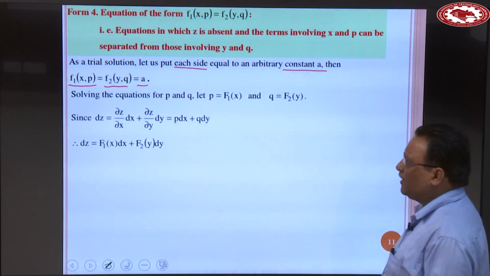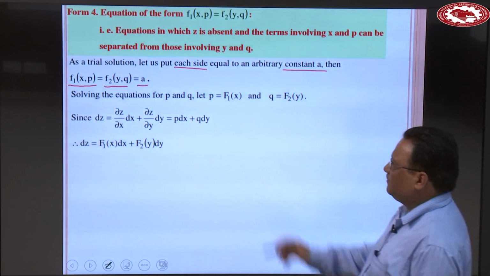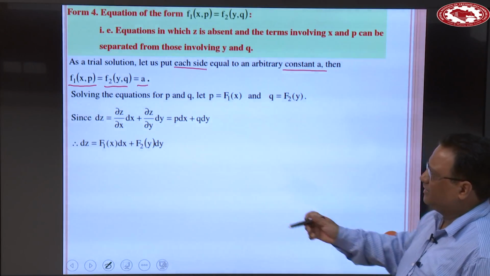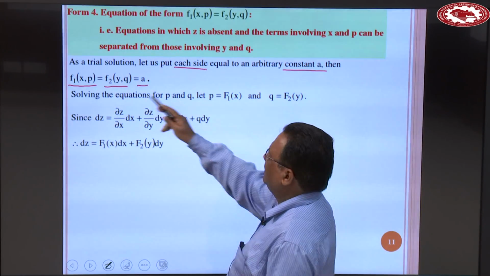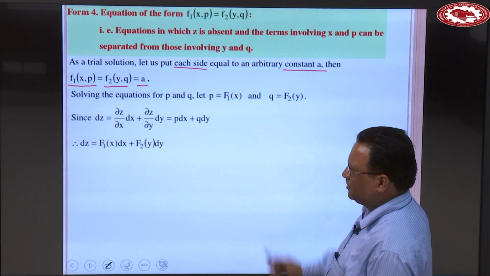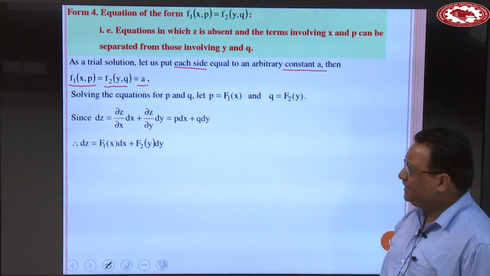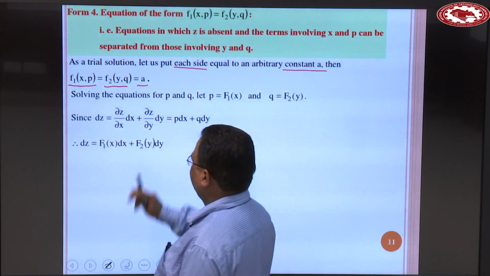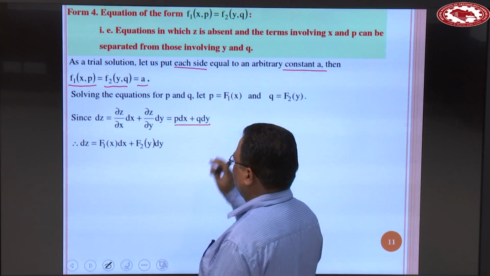Solving the equations for p and q, p is a function of x, q is a function of y. So when you solve this, f(x,p) is equal to a, f(y,q) is equal to a. Then you will get p is equal to a function of x, q is equal to a function of y. And what is dz? dz is curly z over curly x dx plus curly z over curly y dy, and that can be written as p dx plus q dy.